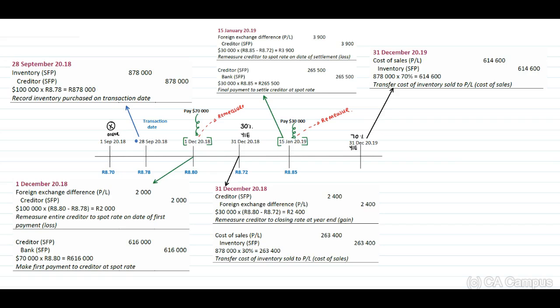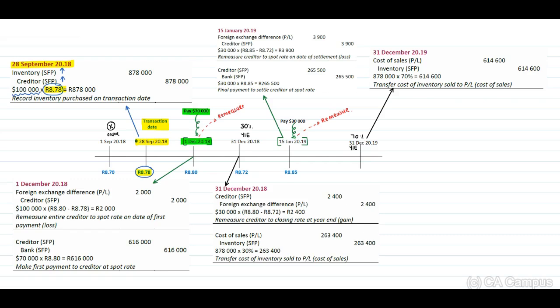Our first journal entry will be on 28 September 2018. Remember, this is our transaction date. Therefore, we need to recognize our inventory and our creditor. Our inventory will increase, debit inventory, credit creditor. And this will be the 100,000 times 8.78, which is our spot rate on transaction date, and this will be 878,000.